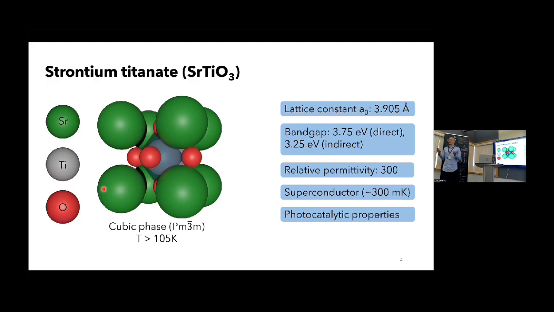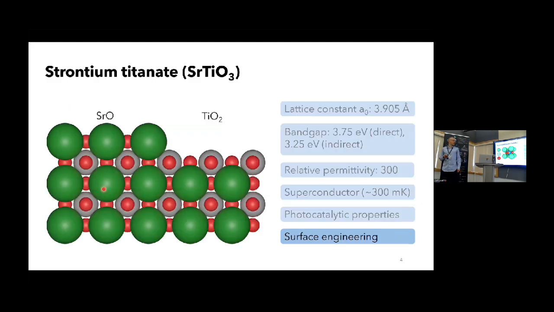Photocatalytic properties like water splitting are a very popular topic. And for us in our group, actually the surface engineering is the interesting part. Because due to the different layers, strontium oxide and titanium dioxide, we can produce surfaces with 2 different terminations: strontium oxide, titanium dioxide. For the most part, titanium dioxide is preferred because strontium oxide reacts with CO2 of the ambient air, creates carbonate, and just destroys the termination. So it's not atomically flat anymore.